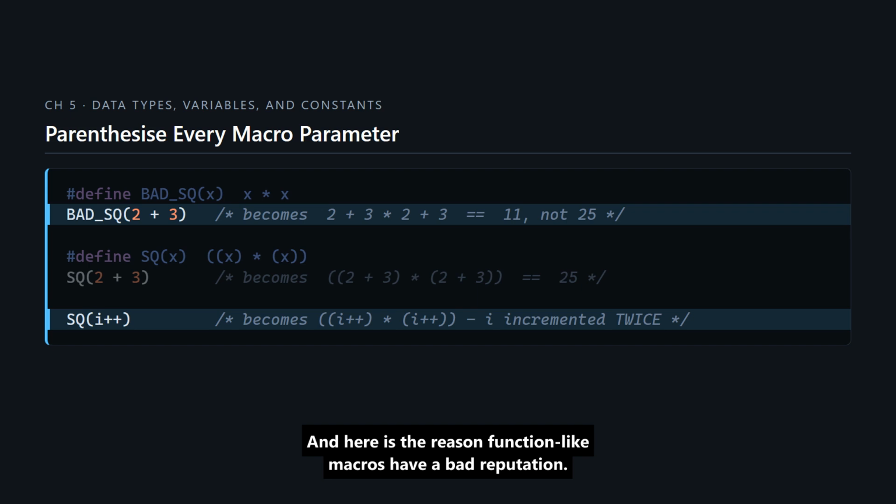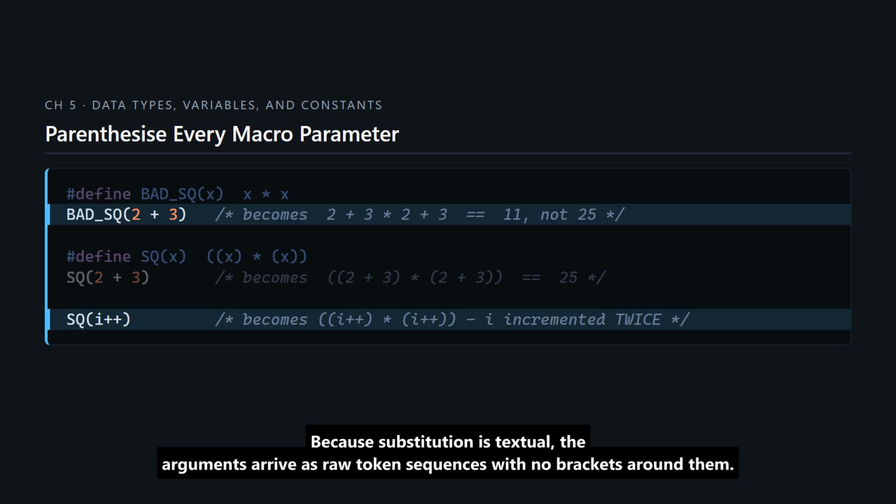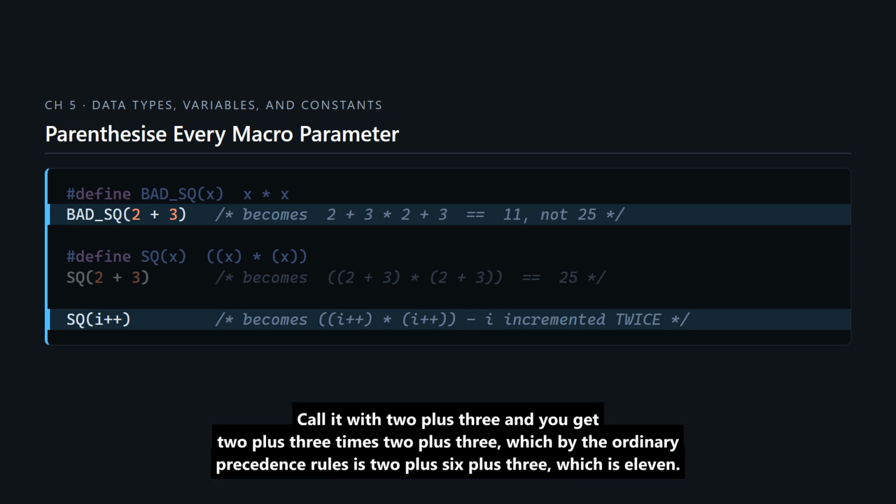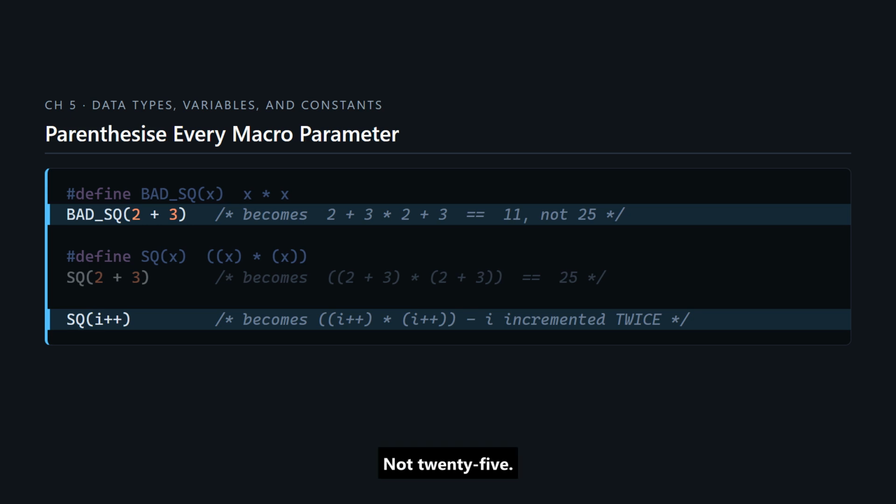And here is the reason function-like macros have a bad reputation. Because substitution is textual, the arguments arrive as raw token sequences with no brackets around them. Look at bad_sq. Call it with 2 plus 3 and you get 2 plus 3 times 2 plus 3, which by the ordinary precedence rules is 2 plus 6 plus 3, which is 11, not 25.